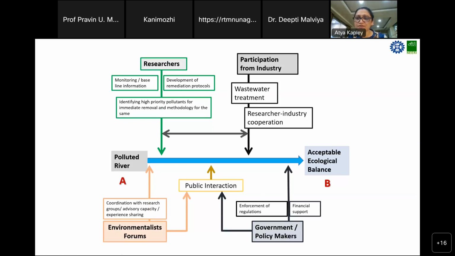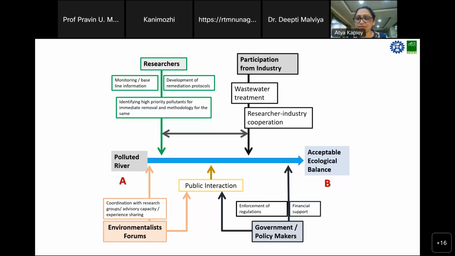They have to take that responsibility to treat their wastewater before you are putting it in. You need the environmental forums that coordinate with us. And most important, you need public interaction. Without the public interaction, no amount of treatment is going to work.